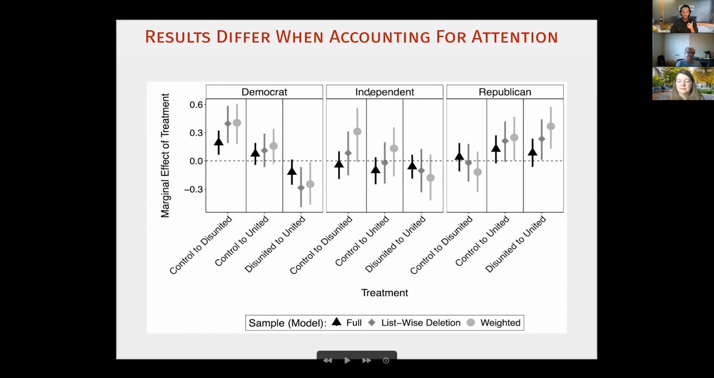So the full sample, black triangles, is exactly replicating the results that were found in the original paper. The author hypothesized that Democrats would prefer to read things about a disunited Republican Party, which we do see here in the left panel. However, we don't see a similar effect among Republicans wanting to read positive news stories about their own party. So the author in the original paper was basically like, I only found evidence to support my first hypothesis.